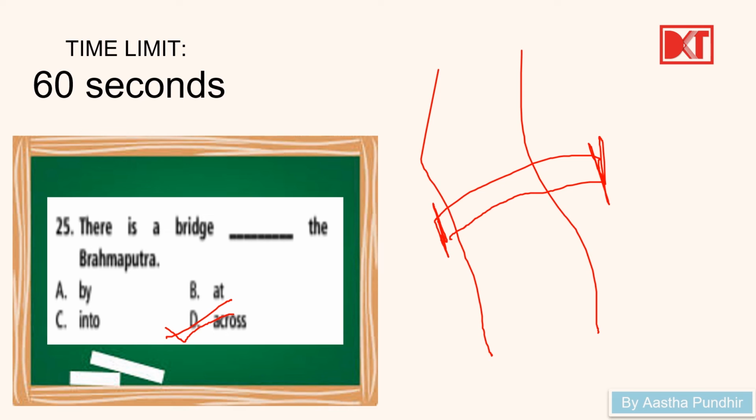Alright, then we have B and A, by. By can be used to show means or methods. At can be used to show a particular place or time. Into is used to refer to inside something.